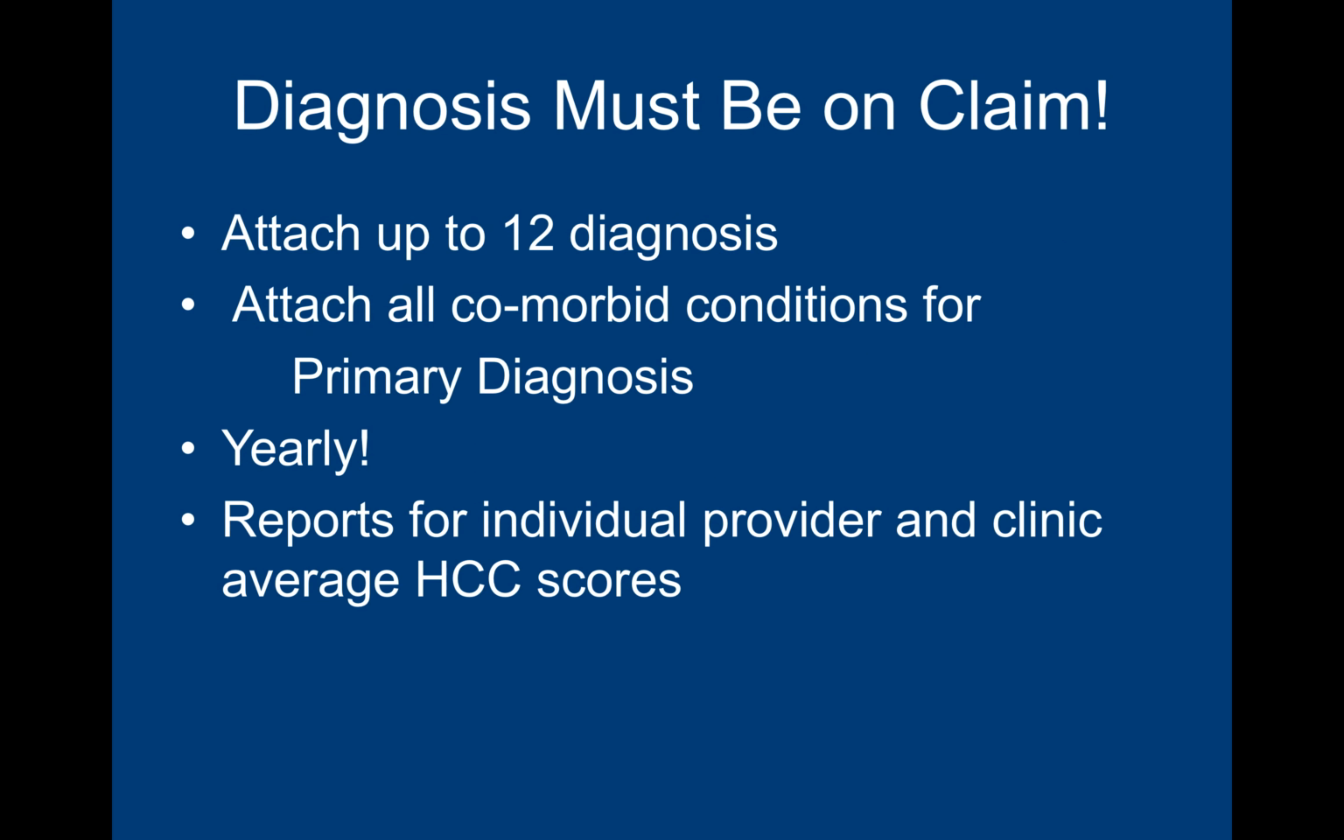In summary, to have an impact, these diagnoses must be on the claim. You can attach up to 12 diagnoses per claim. Please attach all comorbid conditions for the primary diagnosis for which you are treating these patients. We need to have all comorbid conditions coded yearly, as the scorecard is erased each year.